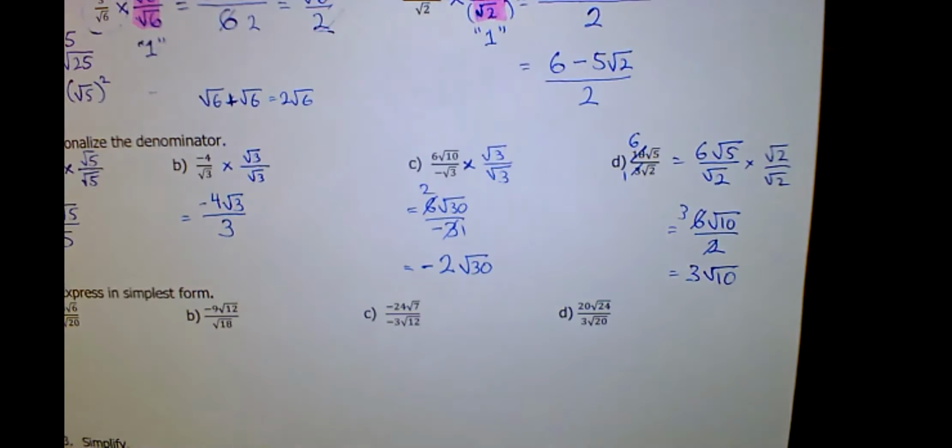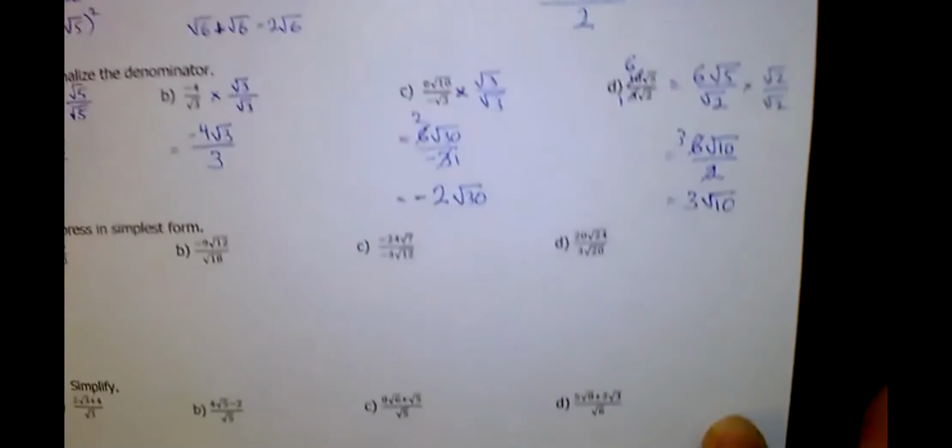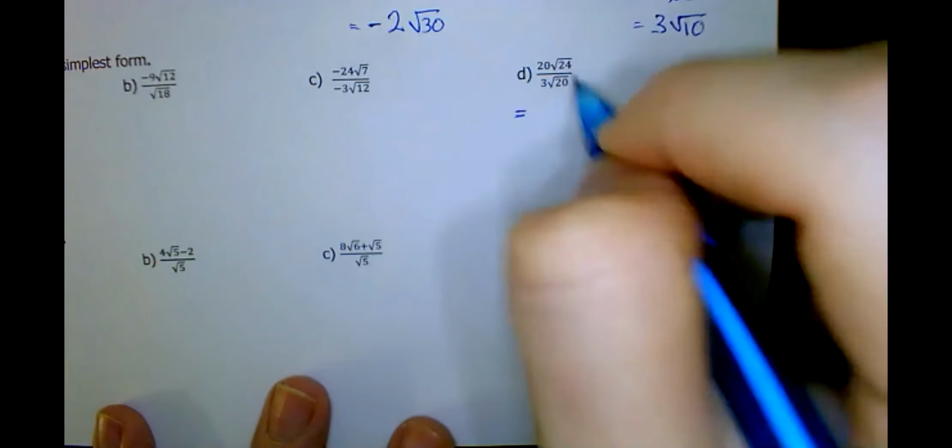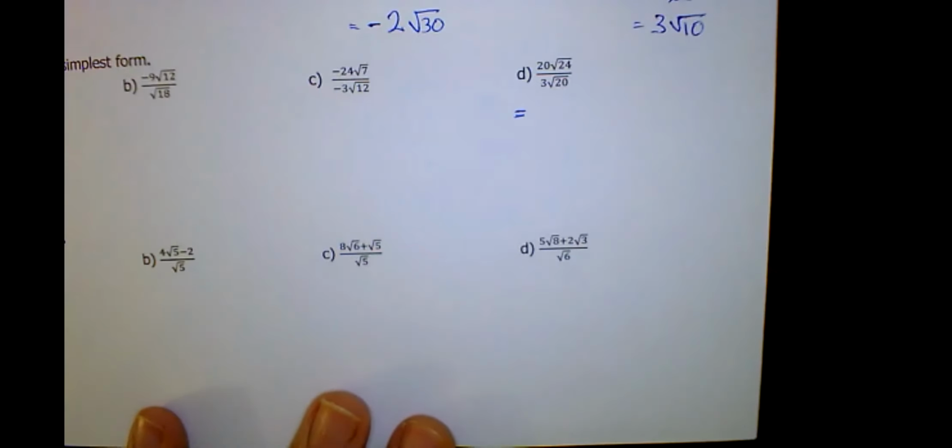And that is going to get me to number 2D. So this is a bit of a challenge. Before you do anything, how about we make the radicals a little bit smaller, a little bit easier? Why don't we simplify these first, and then we can look to rationalize the denominator.